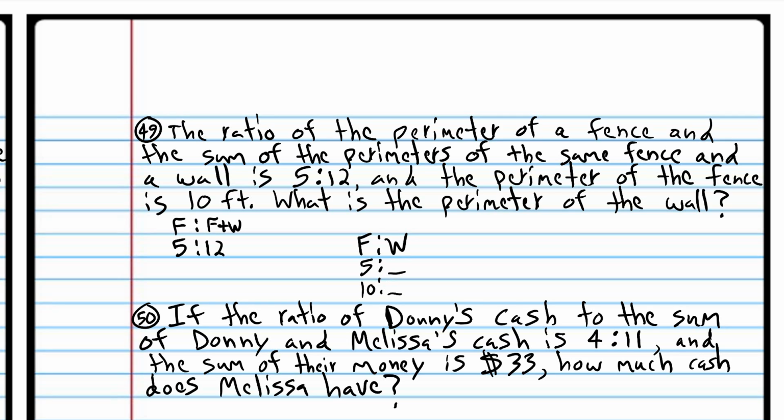So the total perimeter of the fence and the wall is 12, and we can consider the perimeter of the fence to be 5 for now. So we just subtract. 12 minus 5 is 7. So that's what W equals. So W we know is now 7. So the ratio of the perimeter of the fence and the wall is 5 to 7, and they tell us the actual perimeter of the fence is 10. So we have to multiply 5 by 2 to get 10. So multiply 7 by 2 and we get 14. So the perimeter of the wall is 14 feet.